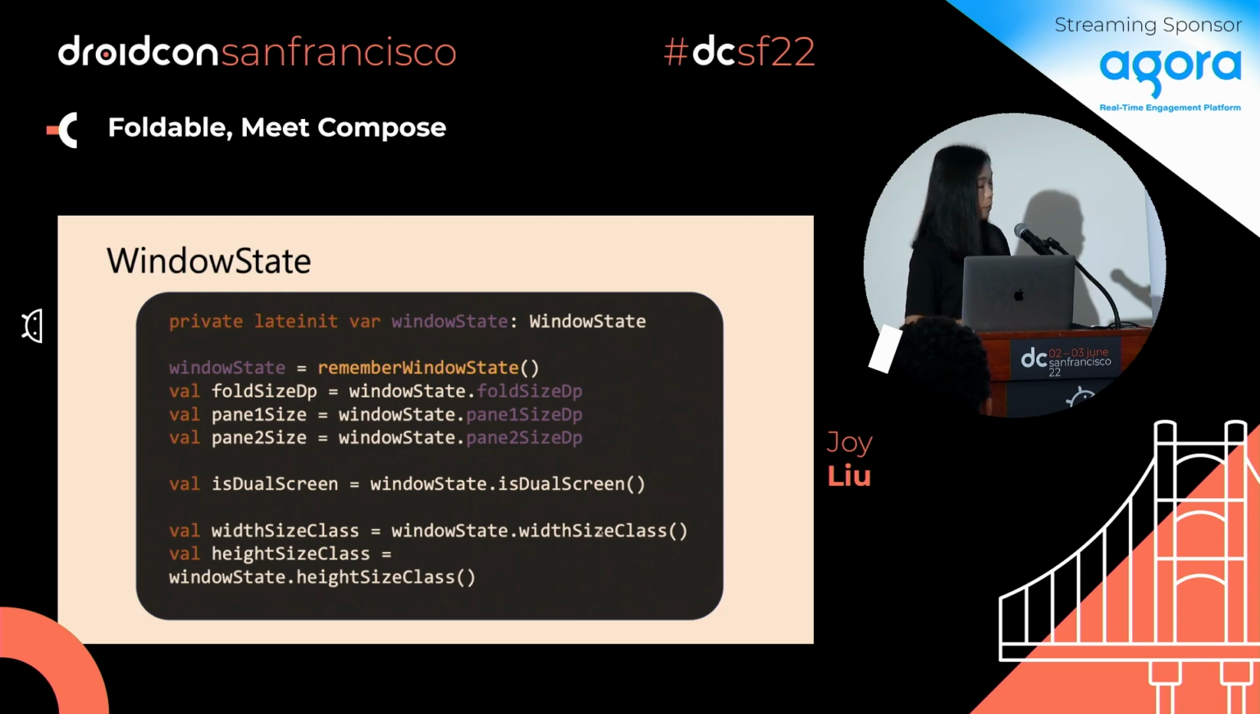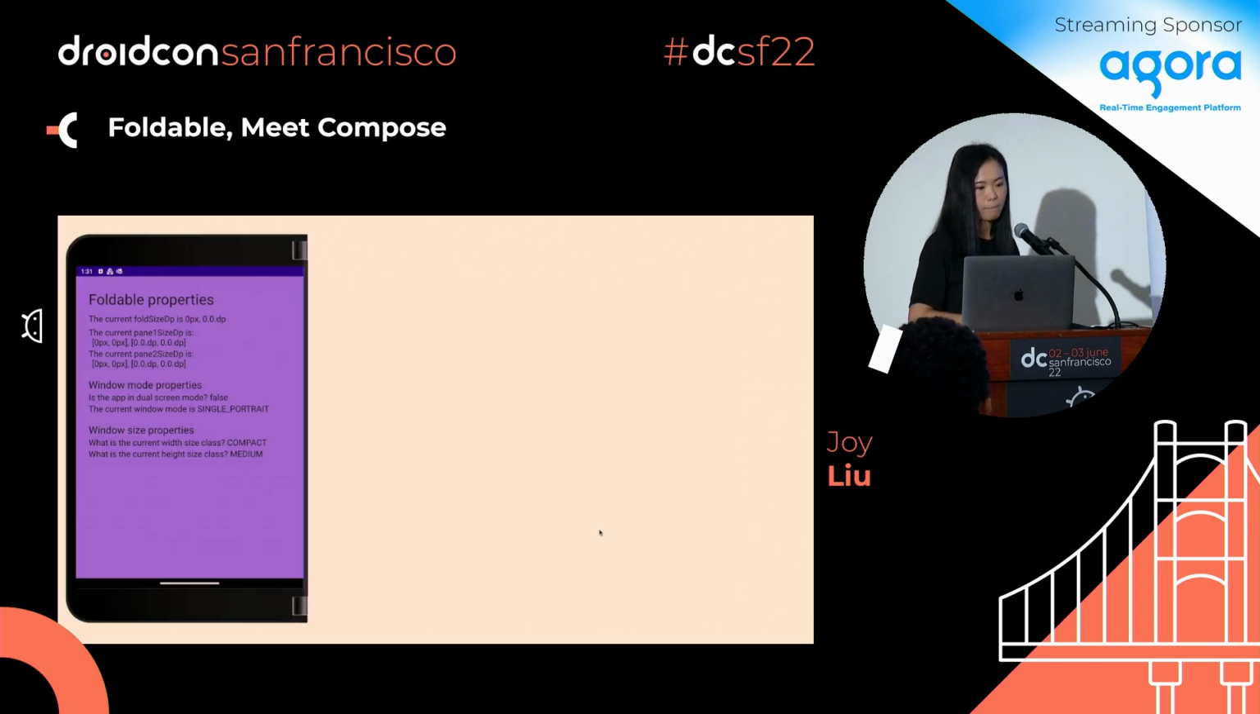Let's run a small sample to show how Window State works when the screen changes. Here is an application running on the single screen of the foldable. You can see the fold size is 0 pixels, and pane 1 and pane 2 sizes are 0 pixels as well. That's because Jetpack Window Manager won't detect the window layout information when the folding feature is not available. The folding feature will be available only when the app is running on the dual screen of the foldable.